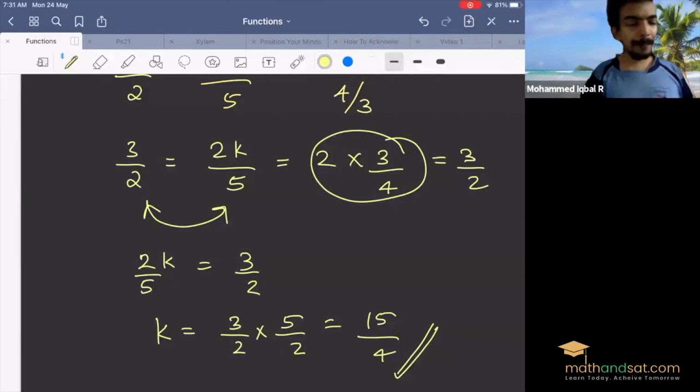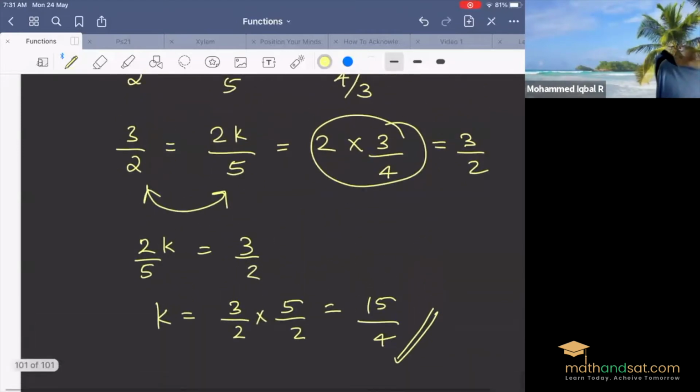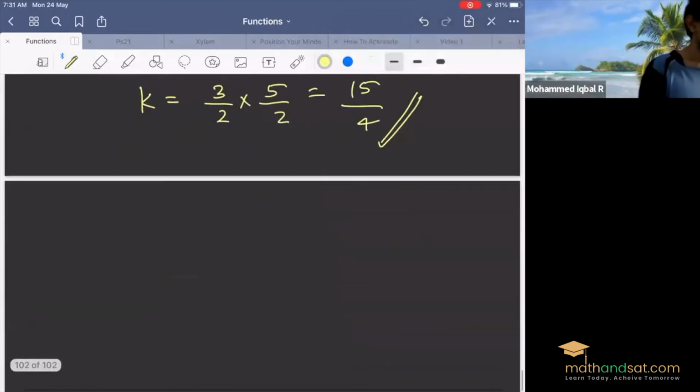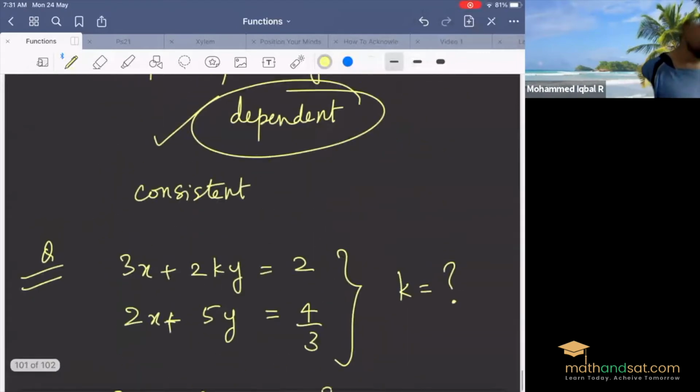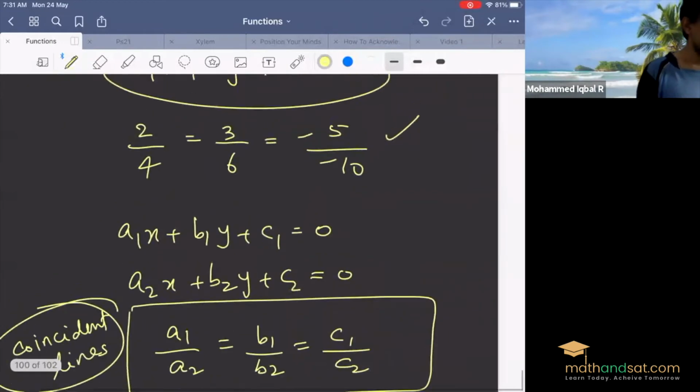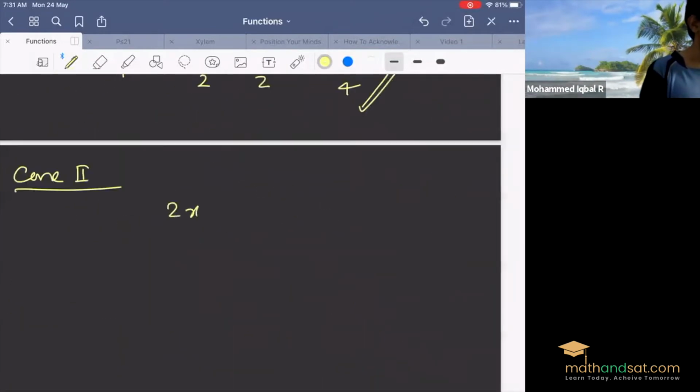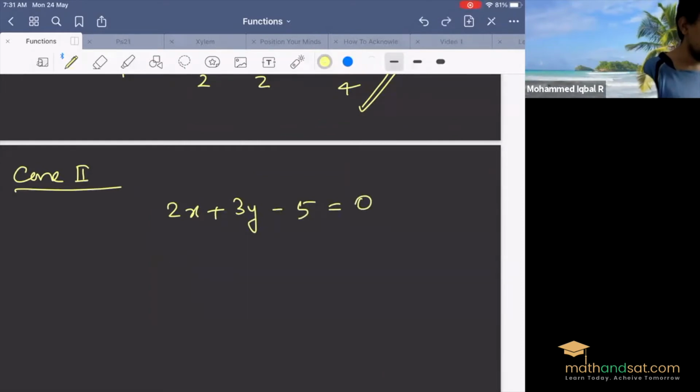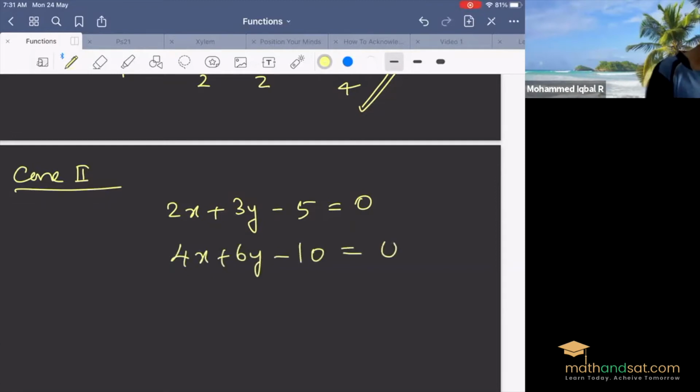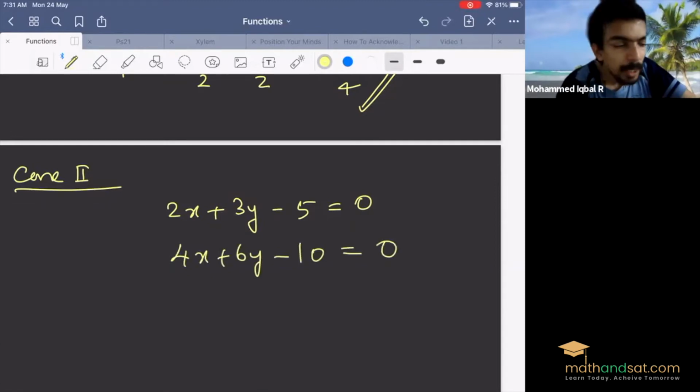Now, what happens? Next is case number 2. Say initially we had 2x plus 3y is equal to 5, or 2x plus 3y minus 5 is equal to 0. If I multiply with 2, we have 4x plus 6y minus 10 is equal to 0. You know that these two will be coincident because the coefficients are exactly proportional.